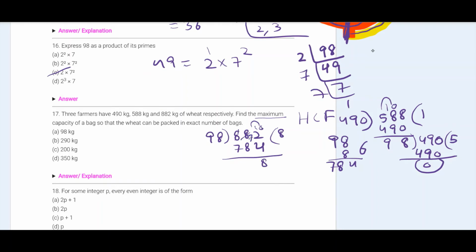This is 7. This is 98. So dividing 98 with 98, 1 times is 98. So 98 is the HCF. 98 is the solution.